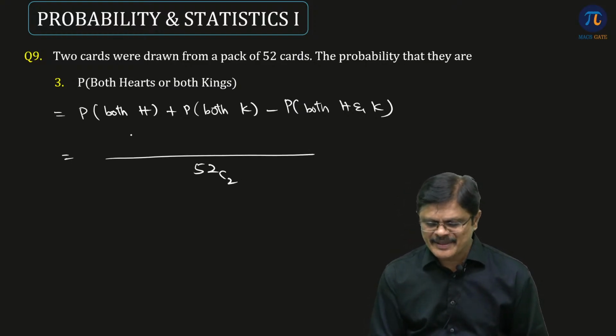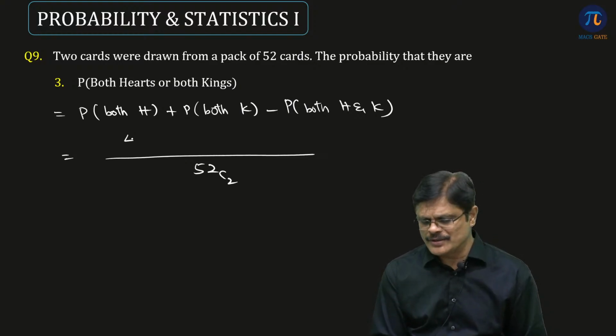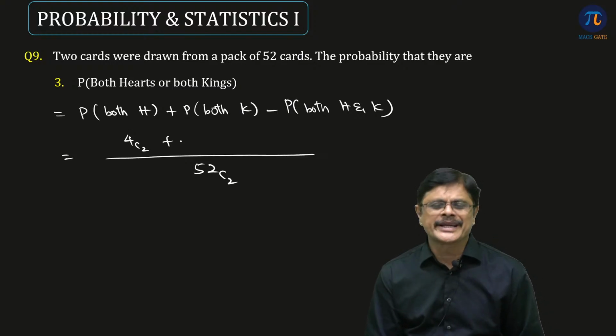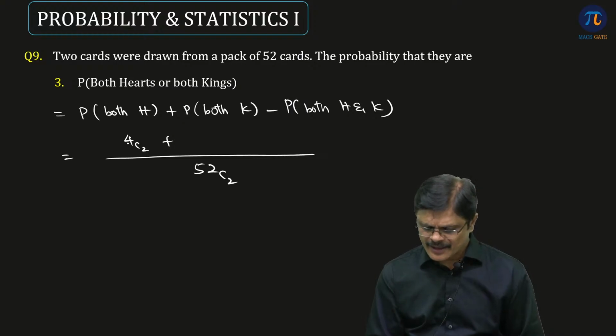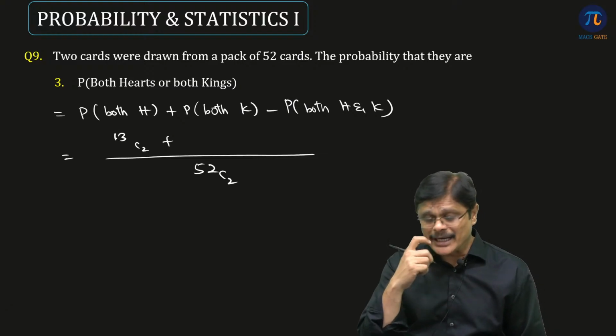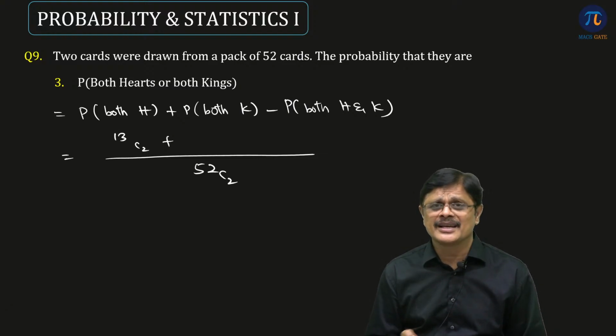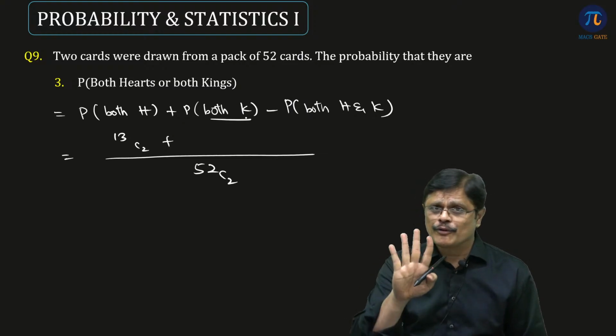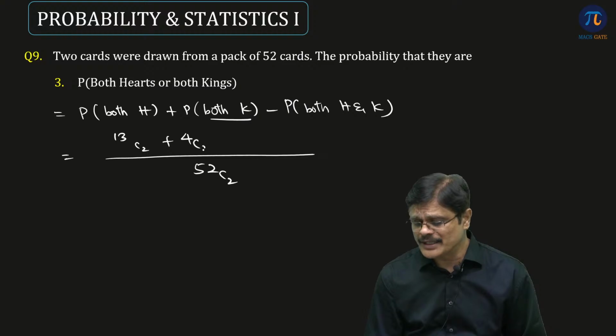Here, both hearts means how many hearts are there? There are 13 hearts. Don't change that. You have to select 2, so that is 13C2 ways. Both kings: there are 4 kings, you need to select 2 kings, that is 4C2.